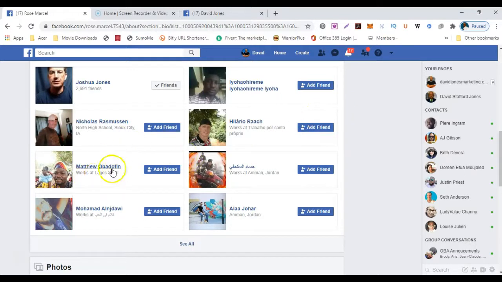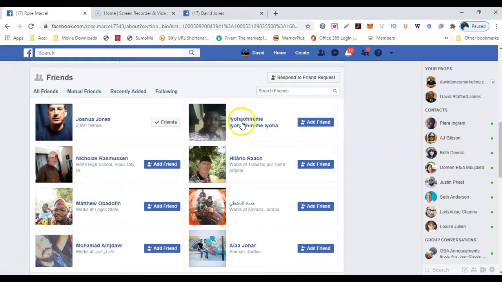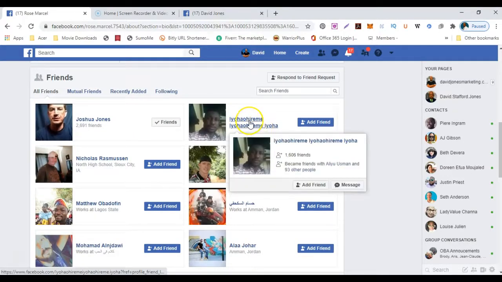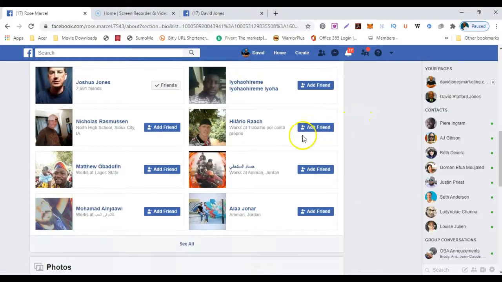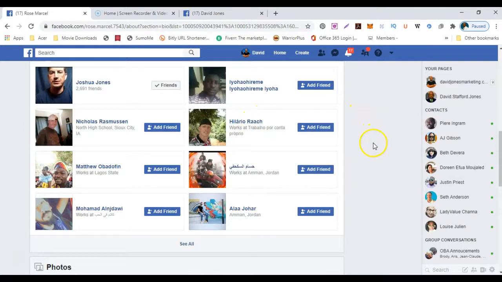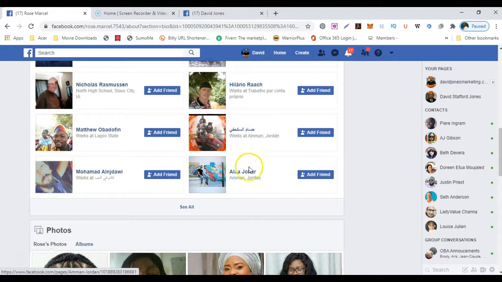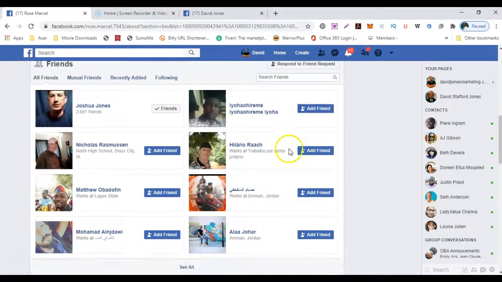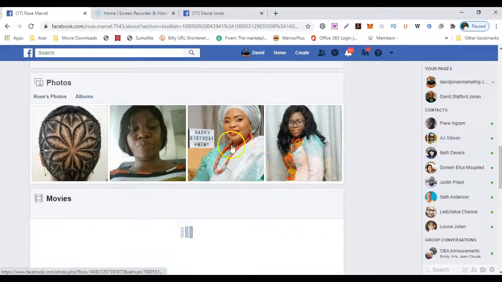Now we have someone here, Matthew, he's from Lagos State, that's Nigeria. We have someone over here, not sure what that name is. We have someone, Hilario, who could be Filipino just by the name alone. We have someone here, Ala Johar, he is out of Egypt. And then we have someone here out of Jordan. We have someone else over here, also looking like some sort of Middle East when you look at the handwriting. So I could go on to look at more of her friends, but these are her photos here.